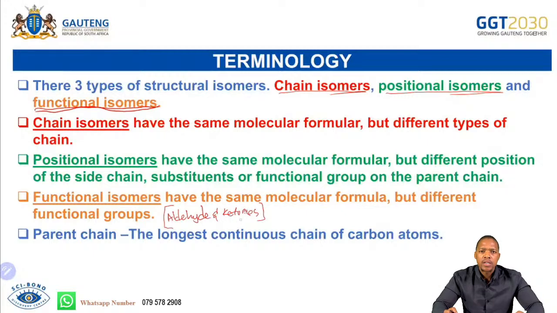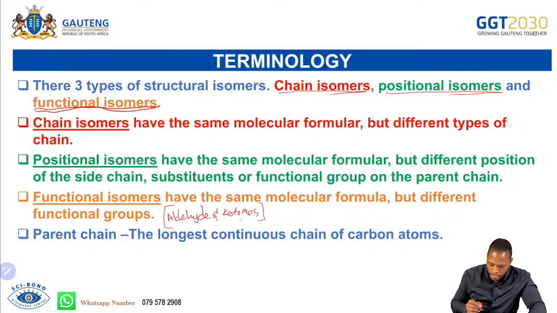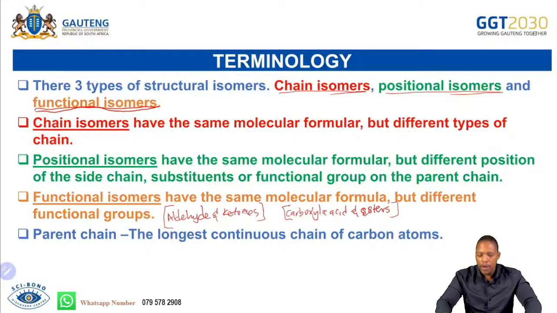The structures. And what would differ by the structures? It will be the functional group. Therefore, they are called functional isomers. Another pair would be the carboxylic acid and the esters.